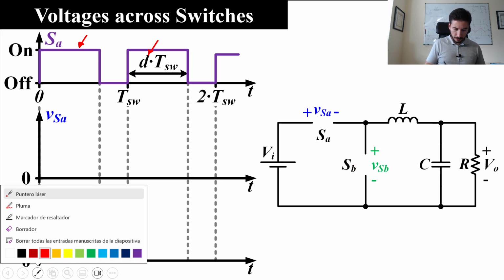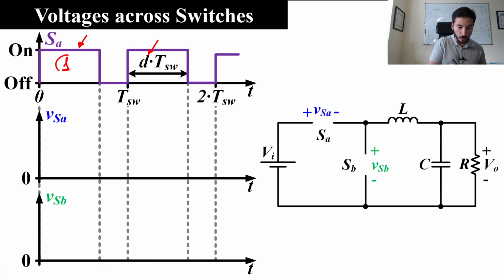Well, first of all, in state number 1, which is the one from t equal to 0 to t equal to D times t switch, what we have is that switch A is on. So we can put here a short circuit. And in the case of switch B, as we saw, I think in the first or the second video, switch B is an open circuit in this case. Okay, so if switch A is a short circuit, ideally the voltage across it is 0. So let me put here 0.